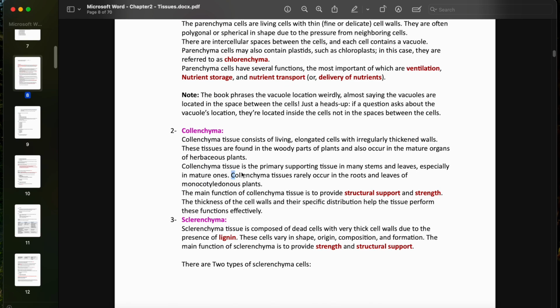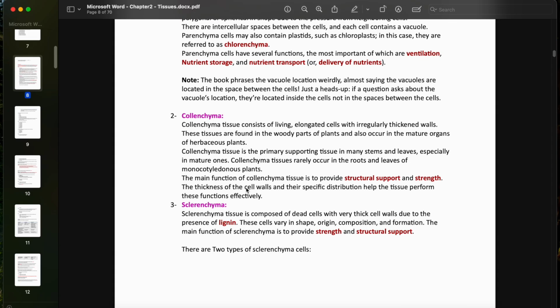So here you can actually have blank questions, with monocotyledon or monocotyledonous plant being the blank. The main function of collenchyma tissue is to provide structural support and strength. The thickness of the cell walls and their specific distribution help the tissue perform these functions effectively.